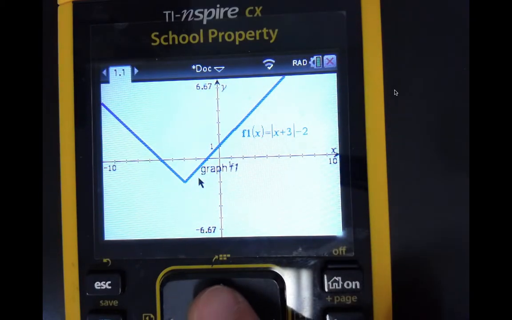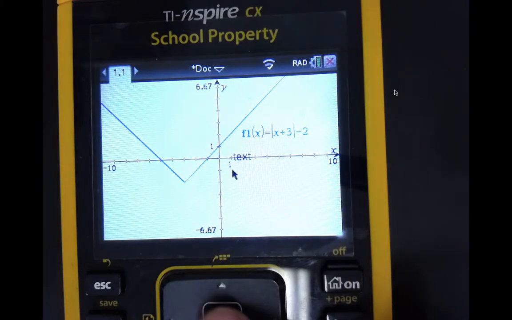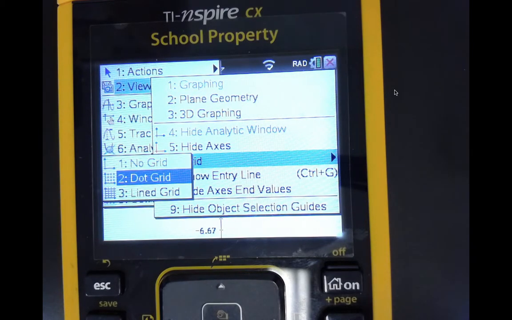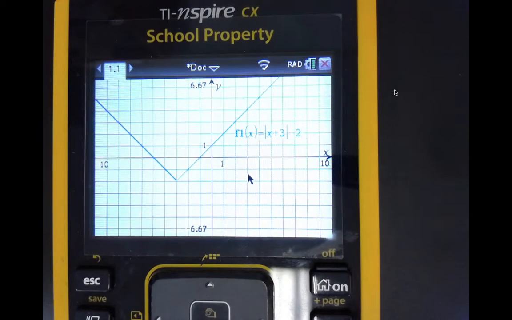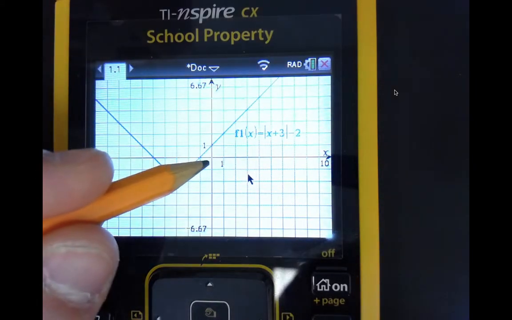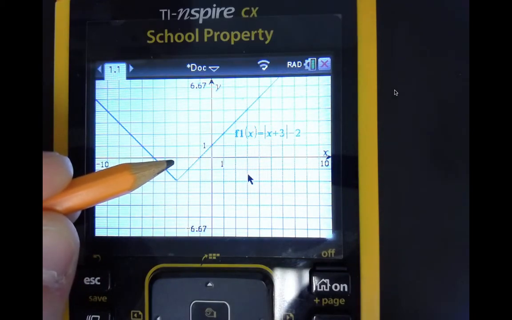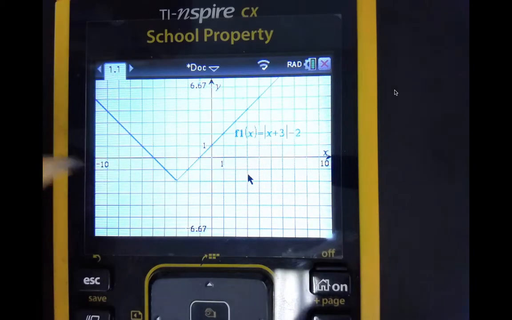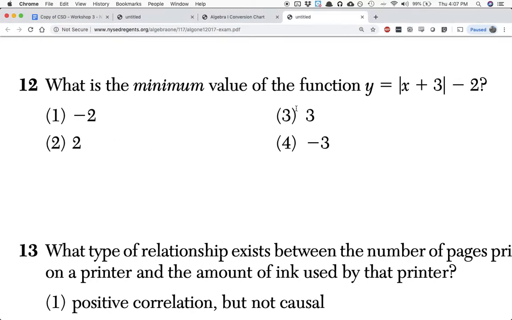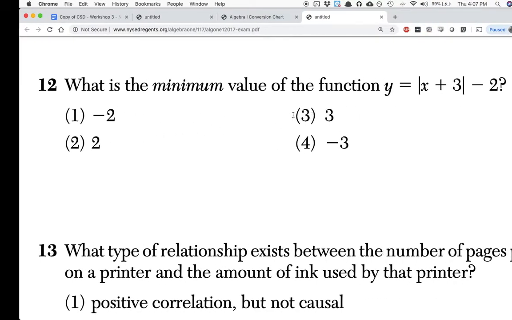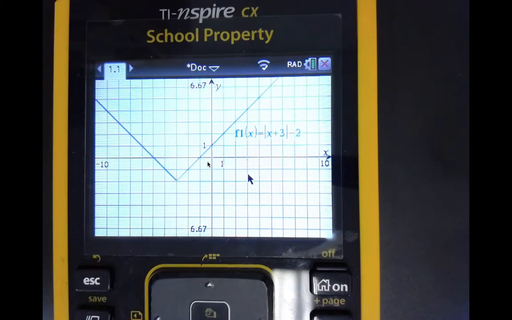So I can try to count it by counting those things over there. I'm just going to go ahead and hit menu, 2 for view, 2, 6 for grid, and 3 for line grid, so it makes it a little easier to count. And now my minimum value was at 1, 2, 3, negative 3, negative 2. Negative 3, negative 2 is my minimum value. Problem is, I see 3, I see 2, I see negative 2, I see negative 3. So what do I need for the minimum value? I guess I can rule out positive 2 and positive 3, but my minimum value, it's either over here at negative 3 or negative 2.